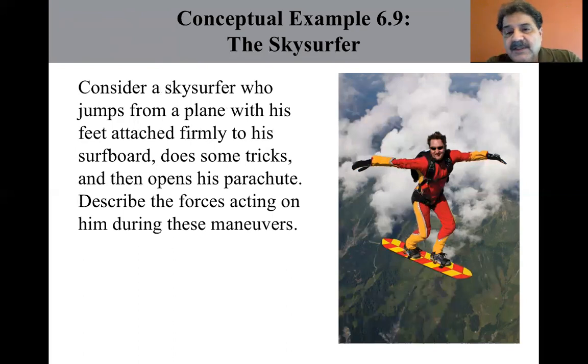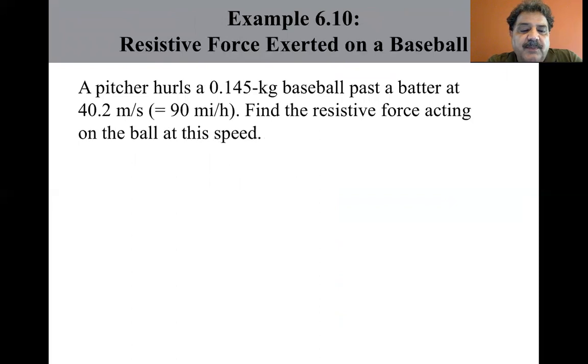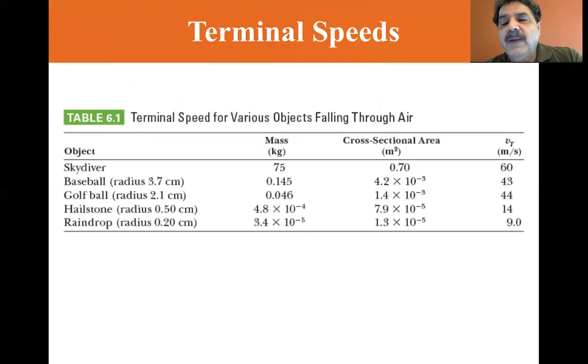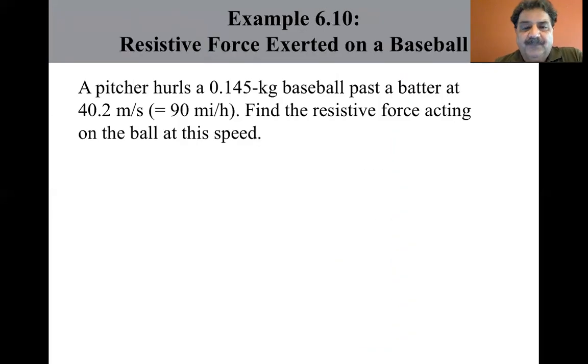Now let's look at another example. Let's look at a pitcher that hurls a 0.145 kilogram baseball past a batter at 40.2 meters per second. That's about 90 miles an hour. Find the resistive force acting on the ball at this speed. Now let's go back to the table and look at the baseball again. It's 43 meters per second. Now we're going to use that data.